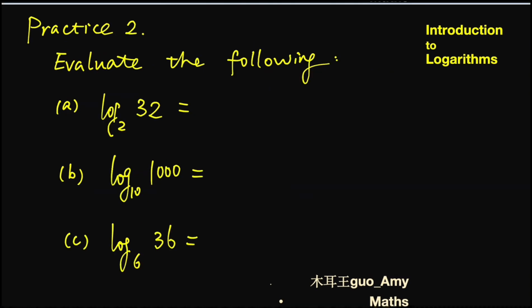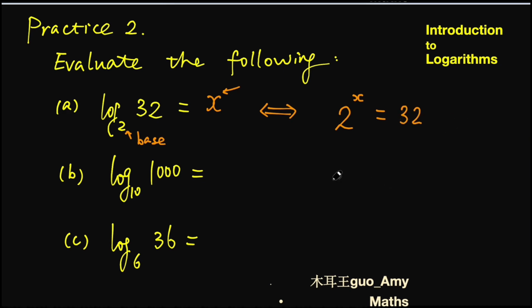Then move on to the second exercise: how to evaluate the following logarithms. First, we have the logarithm of 32 to base 2. What will be the value? We don't know the value, so we can express it as x. Then we can convert this logarithmic form back to the exponential form. The base here is number 2, so the base is still the base, and x is the exponent. So 2 to the power x equals 32.